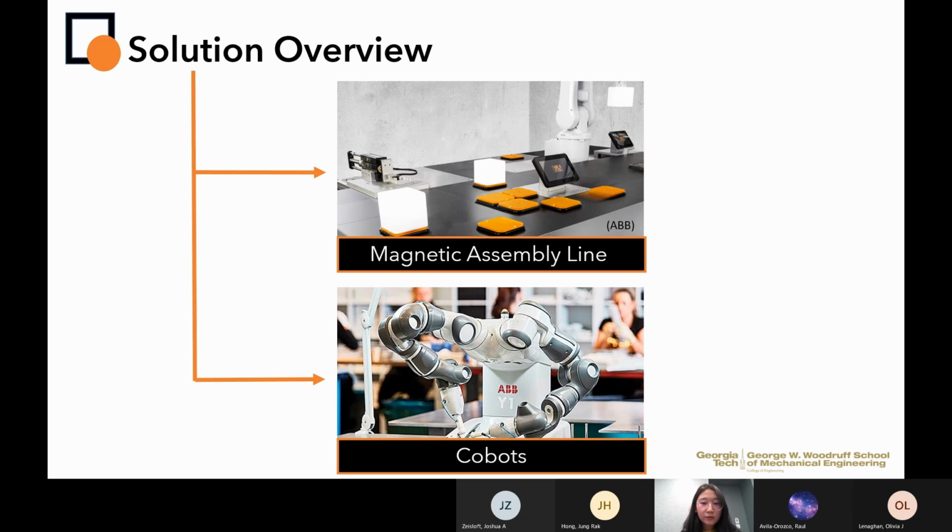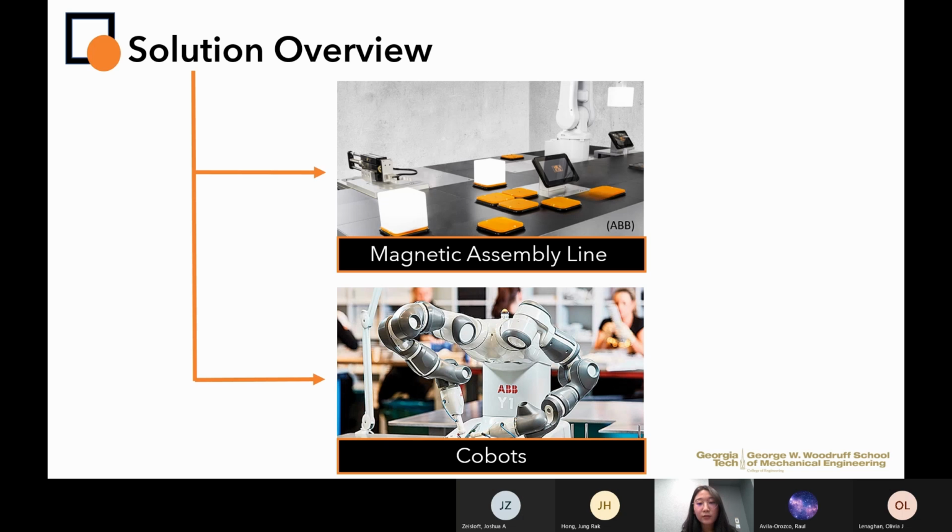That being said, here's our solution to the main challenge of low adaptability and productivity. We propose upgrading conventional production lines by combining 2 new technologies, a magnetic assembly line and cobots, also known as collaborative robots. The first image is taken from ABB Robotics to illustrate the concept of a magnetic assembly line. Parts are transported on shuttles made of magnetically levitated planar motors on an open adaptive workspace.